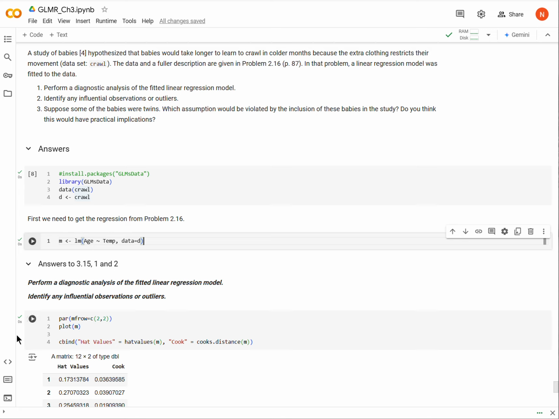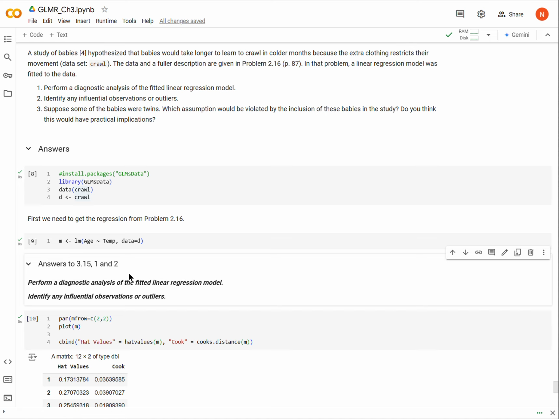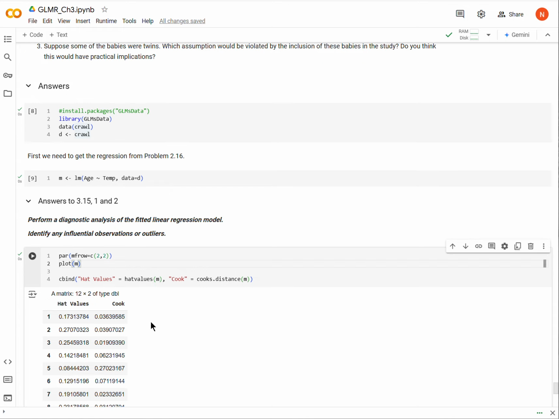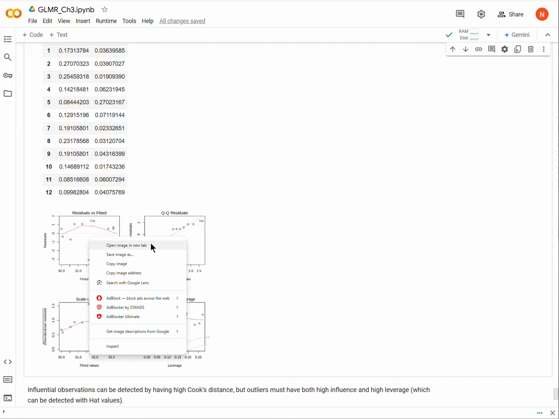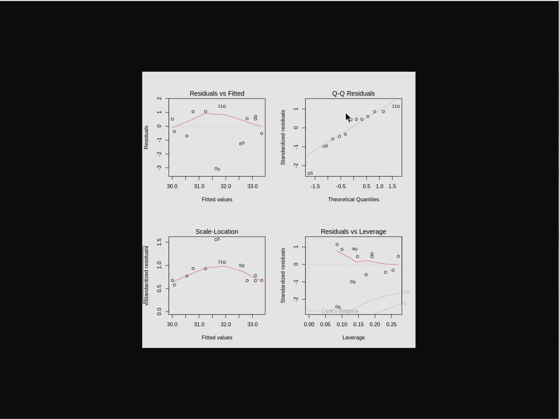So I've run this model, and now we're set up to start answering the question. The first thing we want to do is perform a diagnostic analysis on that model. And then part two, which we'll answer at the same time, is to identify any influential or outlying observations. The easiest way to do that is to begin by just using plot and then the name of the model, and that brings up these nice diagnostic plots here. I am additionally grabbing the hat values and the Cook's distance, and we'll talk about why in a minute. So let's zoom in on this image here.